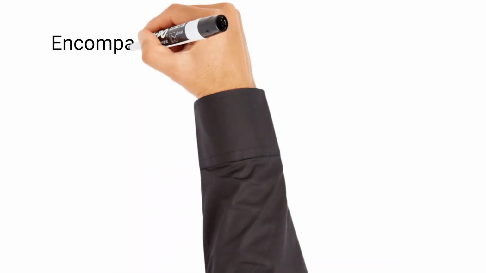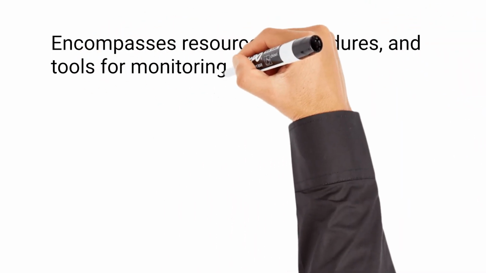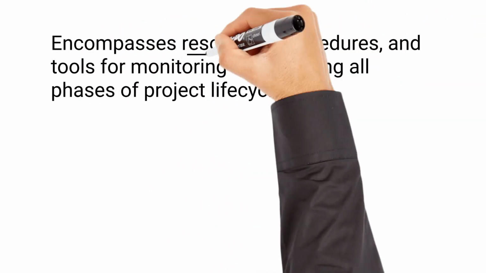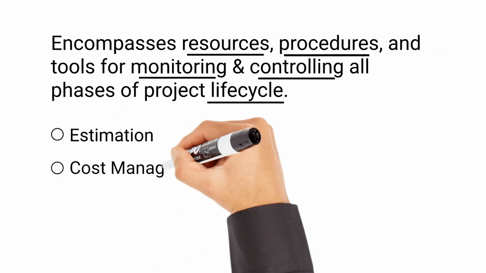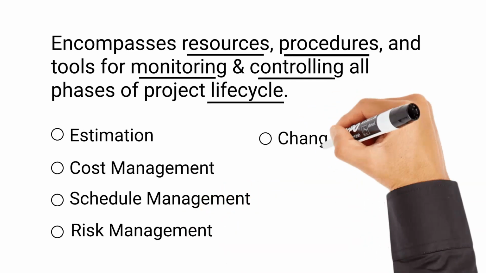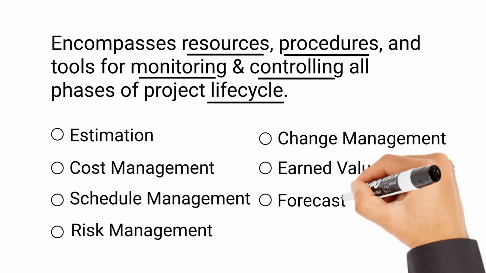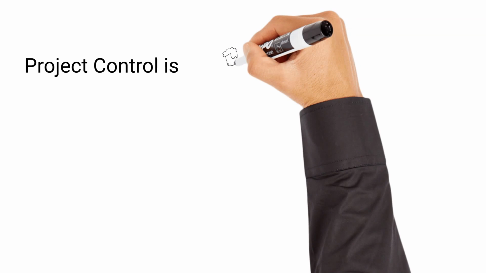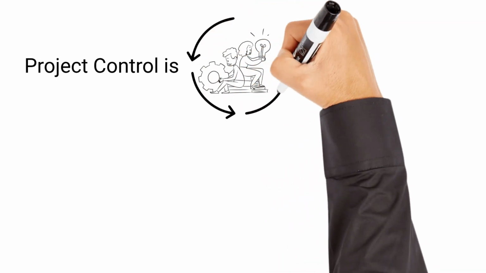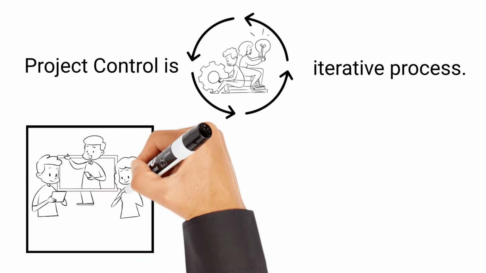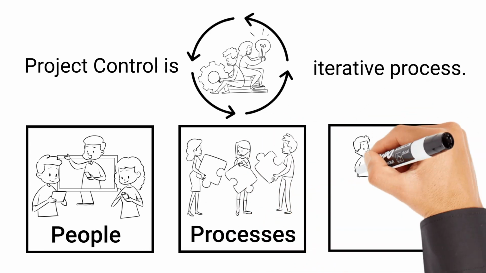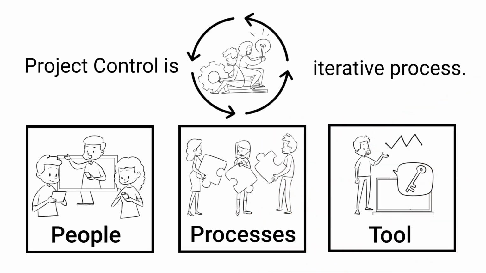Project control is a process that encompasses the resources, procedures, and tools for monitoring and controlling all phases of the project lifecycle. This includes estimation, cost and schedule management, risk management, change management, earned value progressing, forecasting, and many more. Project control is an iterative process for measuring project status, forecasting the likely outcomes based on project data measurements, and improving project performance. The project control plan should outline the people, project controls processes, and the tools required to integrate the core elements of your project.